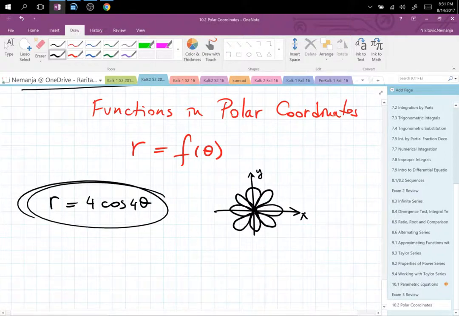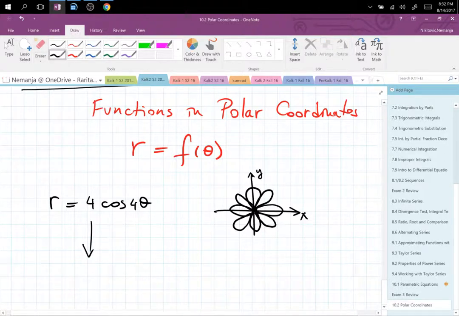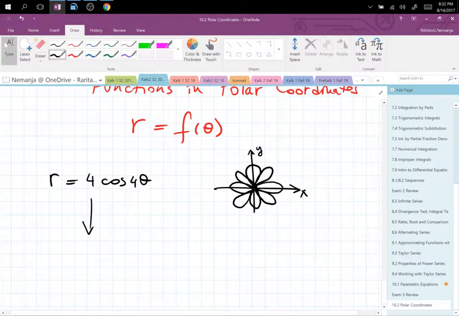But look at its equation in polar: a simple cosine equation. Now, I do want to convert this into xy and see what it is. We use the conversion formulas, but you can't convert cosine of 4 theta. You can only convert the basic cosine and sine. So now you have to figure out how to transform this, which is r equals 4 times cosine squared 2 theta minus sine squared 2 theta.